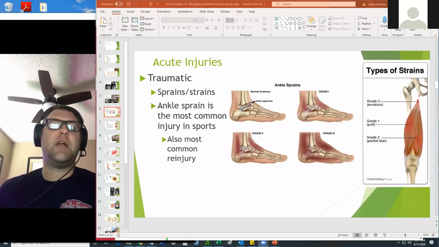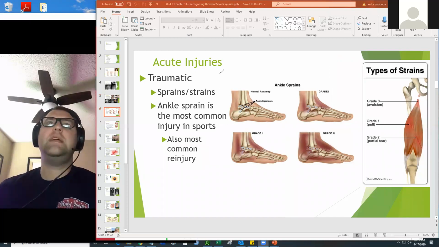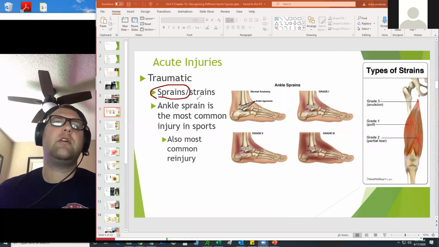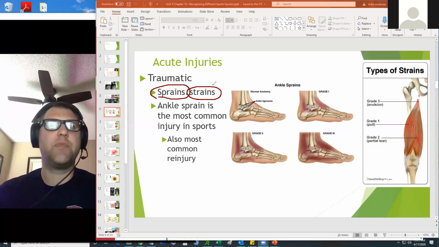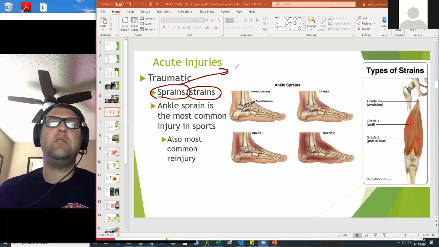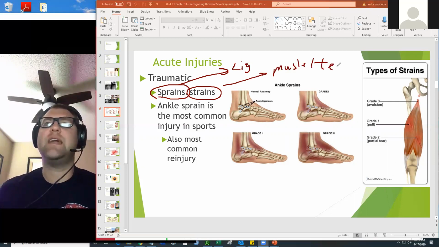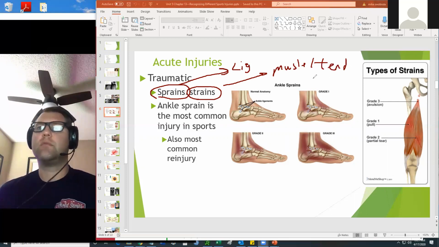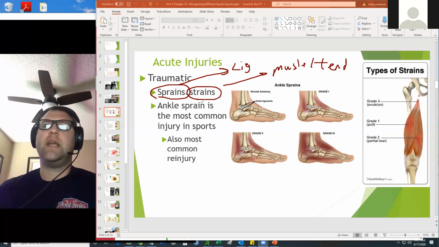Now, sprains and strains. There are many different things you can sprain or strain in the body, but what you're looking at here is a tear. So both of these mean that there is a tear, okay? If you have a sprain, you're talking about a ligament. If I have a strain, I'm talking about a muscle or a tendon. So strains are going to involve muscles and tendons. Sprains are going to involve ligaments.